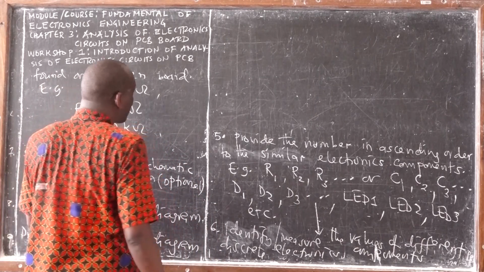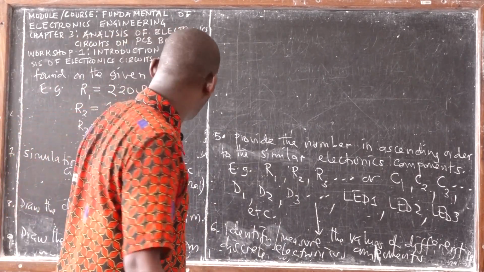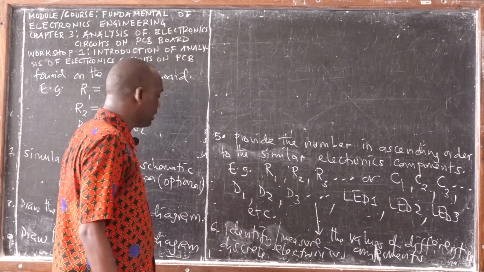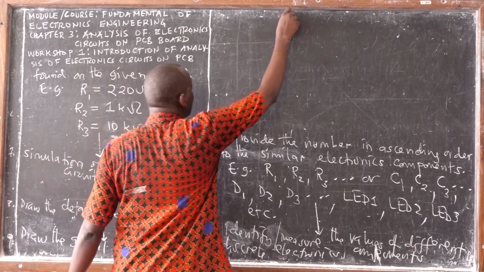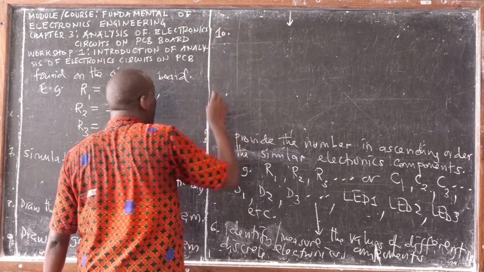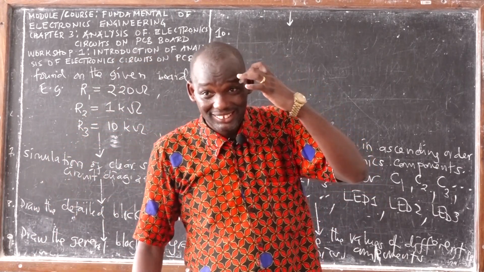Draw the general block diagram of the system. Then number what, class? Number 10. So number 10, once you have a general block diagram, we can predict.